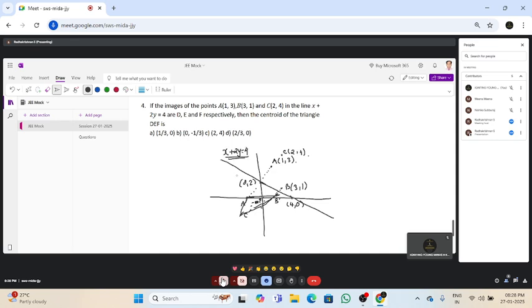Okay. And these points I have written. Now, if a line is given and a point is given, let us take one by one. Point A, 1, 3. So what will be the coordinate of A hash? So we have to determine each of these points, A hash and B hash and C hash, and then we'll have to find out the centroid. There is a formula for determining the image of one point, let us say A, about this line x plus 2y equal to 4.